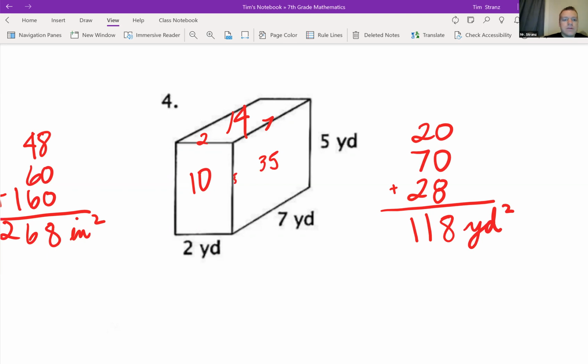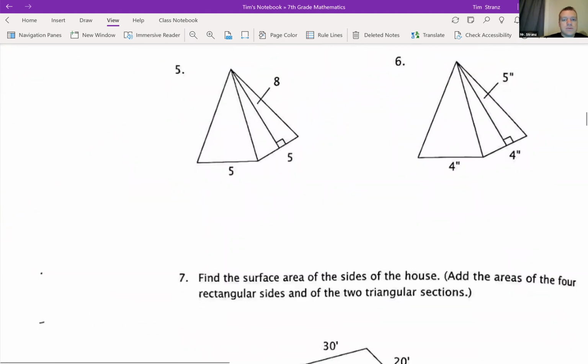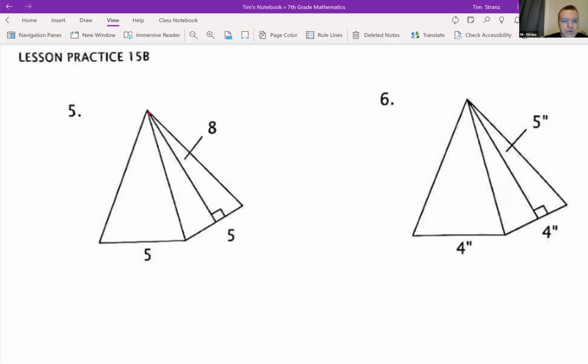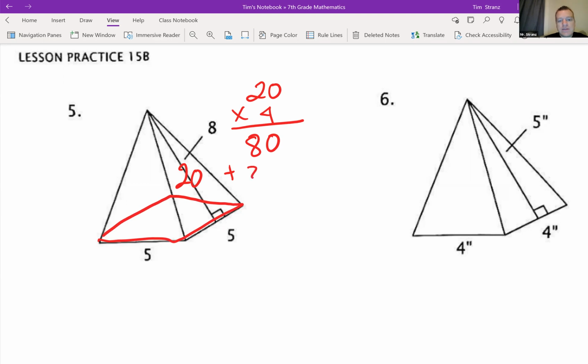Okay, number 5. It's on the next page here. Now we're talking about pyramids. For number 5, I'm just going to do this front triangle first. 8 times 5 is 40. 40 divided by 2 is 20. So we know that the area of this triangle is 20. There are 4 sides on a pyramid, so it's going to be 80. And I just have to add the base here. Imagine this base is a square. 5 times 5 is 25. Add those together, you get 105 units squared.